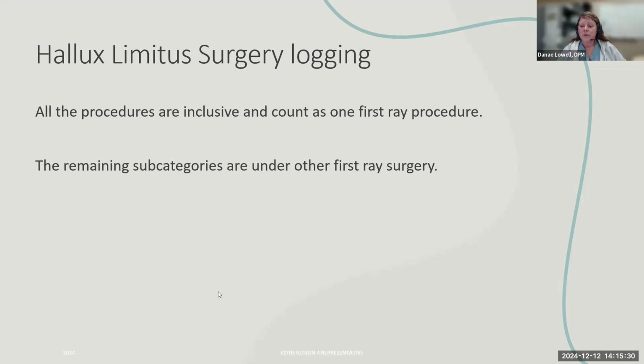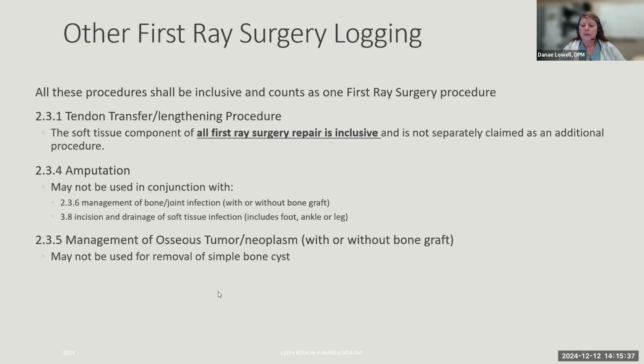The remaining subcategories are under other first ray surgery. These first ray subcategories are all inclusive and can only count towards one procedure. These include tendon transfers or lengthening procedures, which can be logged if they are the index procedure and no other first ray surgery is performed. When an amputation of the first ray is performed, either in entirety or partial, no other procedure can be claimed, such as managing infection or IND.